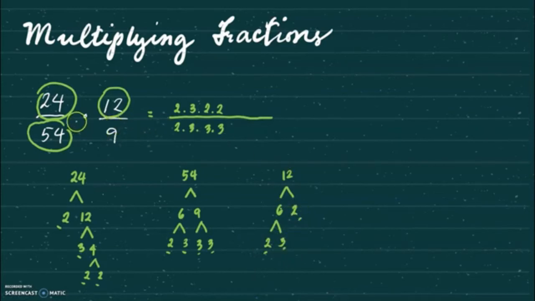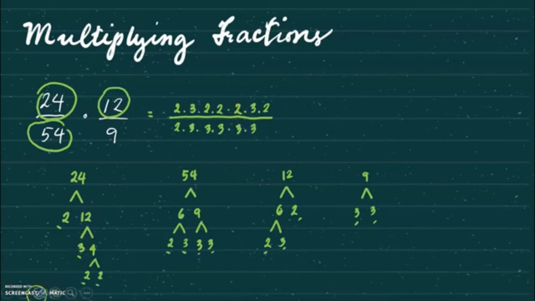Now, since we know that when we multiply fractions, we just multiply the numerator by the numerator and the denominator by the denominator of the other fraction, we can just continue writing here the factors of 12. So you have 2 times 3 times 2. And for 9, factors of 9, we have 3 and 3. 3 is prime already. So let's continue writing here the factors of 9. We have 3 times 3.